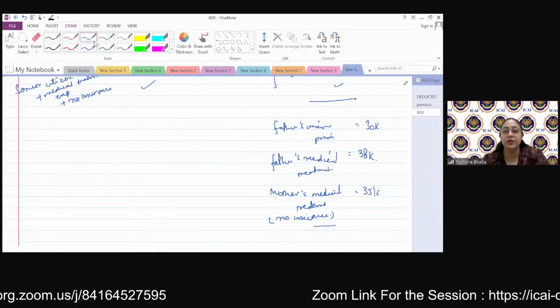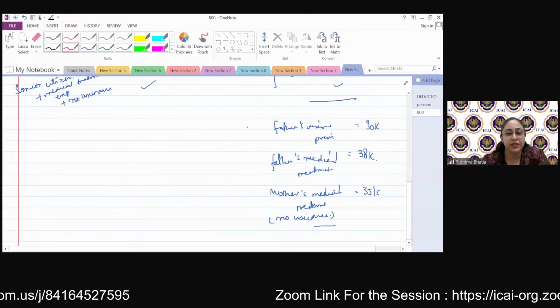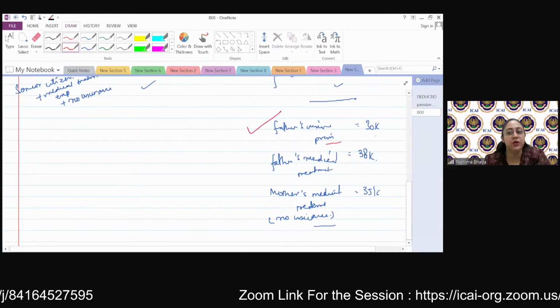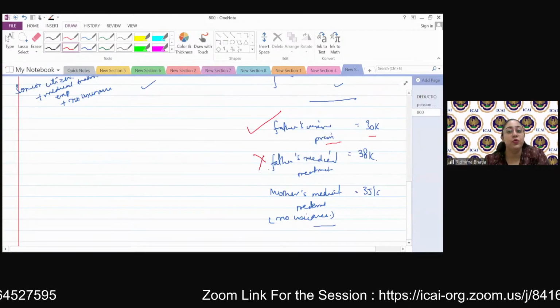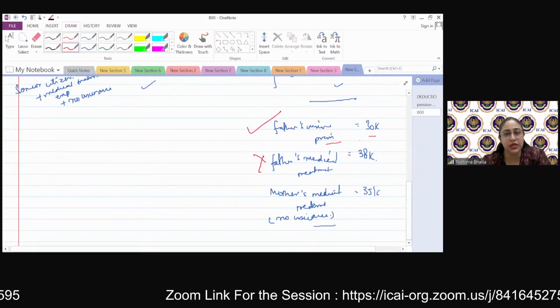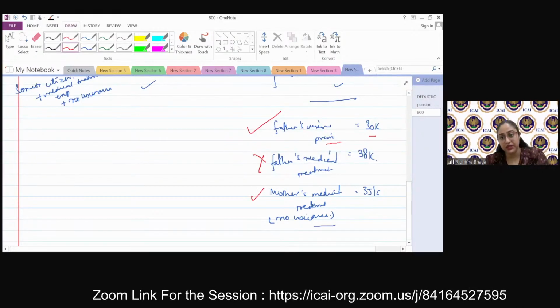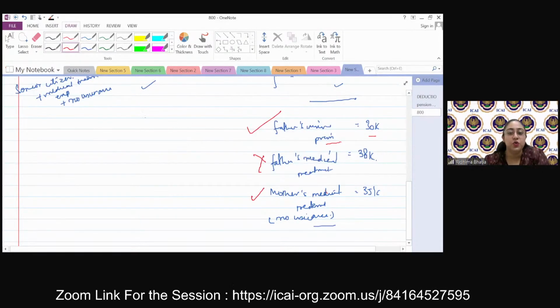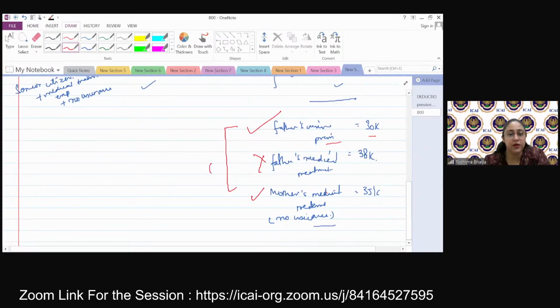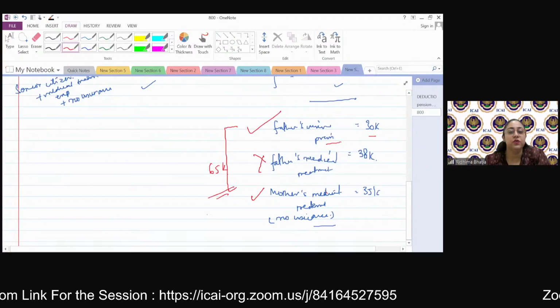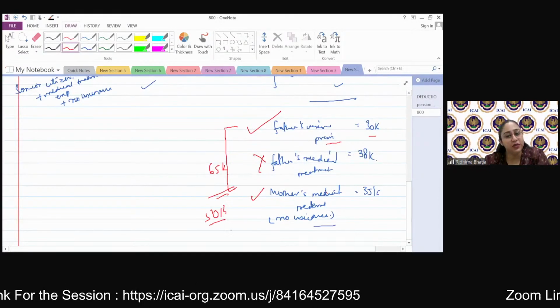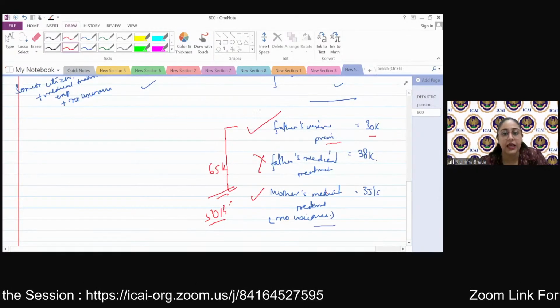First of all, you have to see what are the eligible expenditure allowed. Eligible expenditure is one, this father insurance premium allowed. Father's medical treatment not to be considered because he has an insurance. Mother's medical treatment has to be considered because she does not have an insurance. Total comes to 65K, but it is restricted to 50,000. So deduction allowed is 50,000 under section 80D.